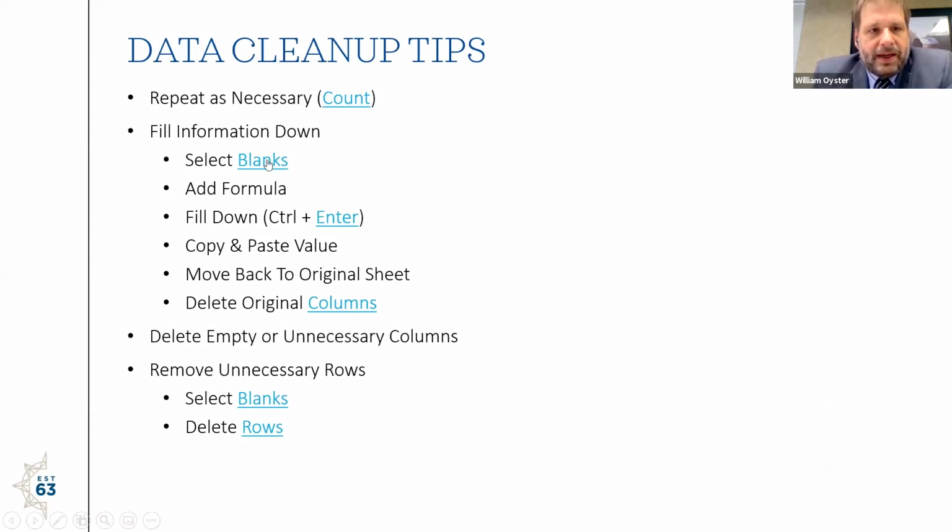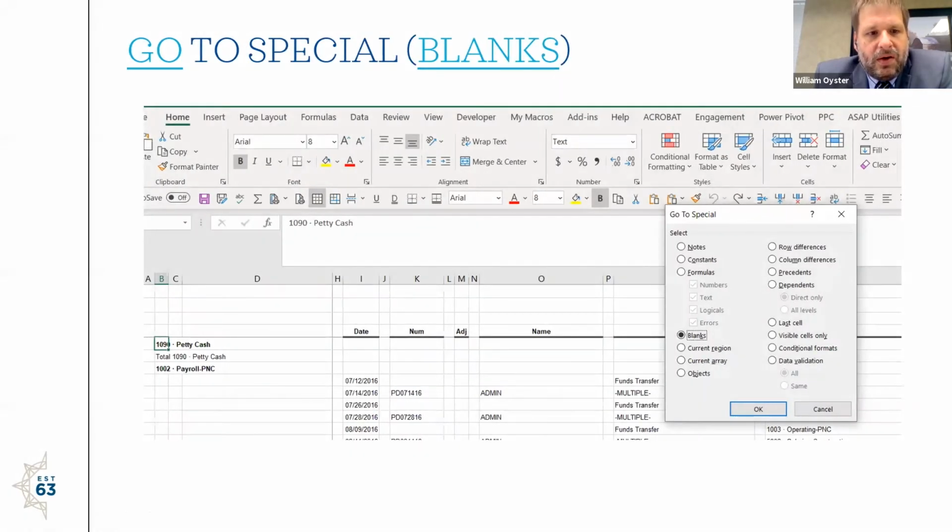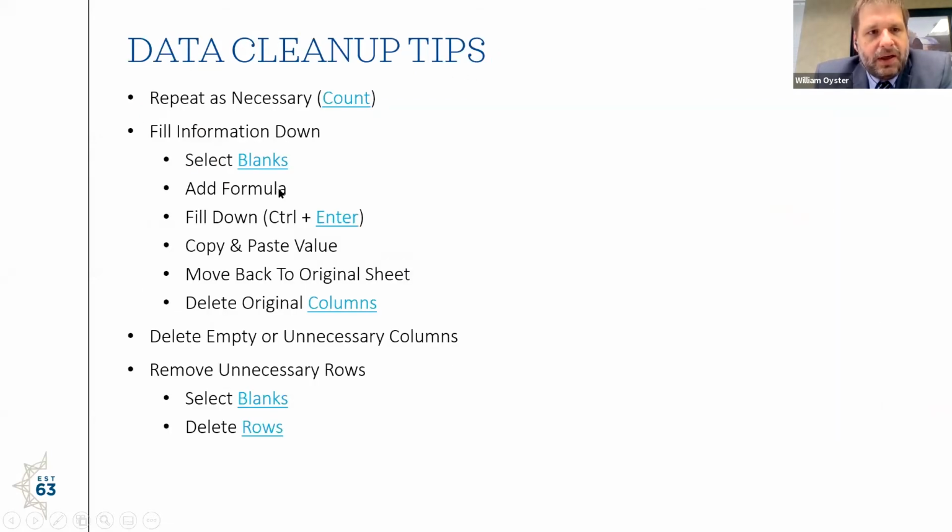Once we do that, the next step is we want to copy the information down. So we're going to select again our blank cells within that column once we have everything in that column. And then we're going to add a formula in there and fill down by doing a Control Enter.